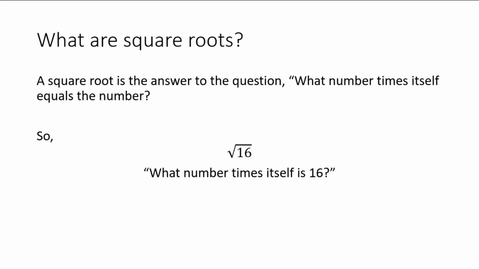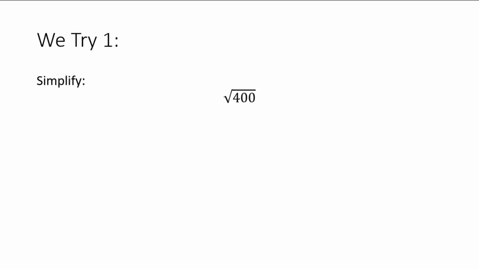So now let's talk about square roots. What are square roots? Well, a square root is an answer to the question, what number times itself equals the number? So, the square root of 16 is the answer to the question, what number times itself is 16? Okay, so let's try one together. Let's find the square root of 400.